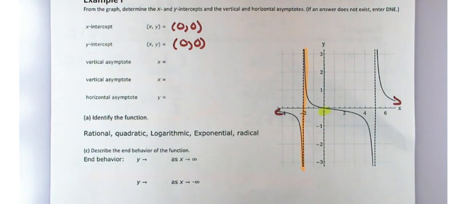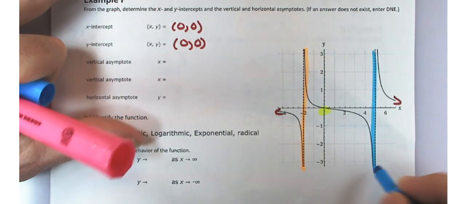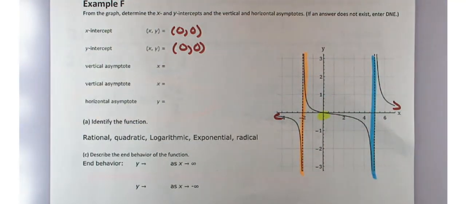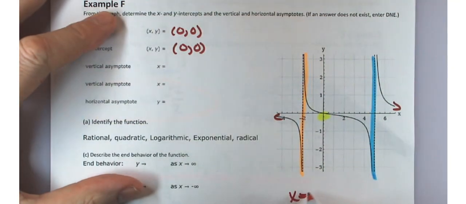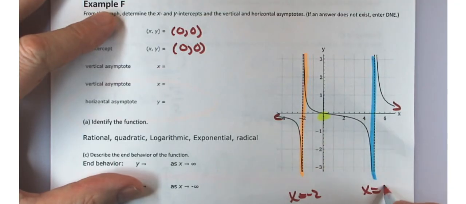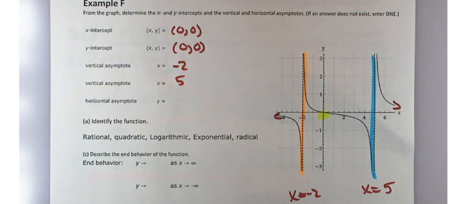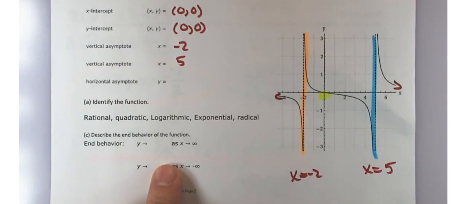You have one here, you have one here. So these are a couple of vertical lines. I would hope that you'd be able to come up with these. X equals -2, x equals 5. So -2 and 5. But there's also a little bit else going on in this one.